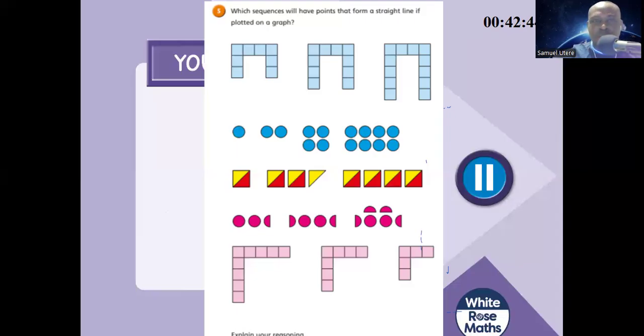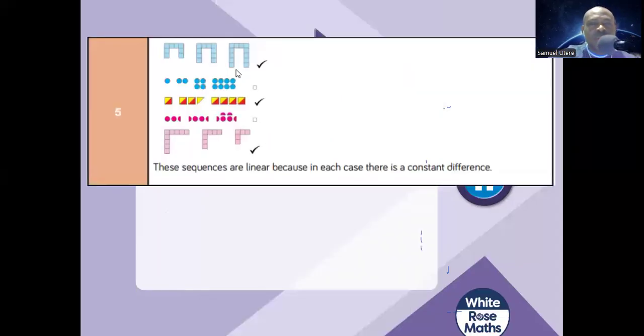Okay, it's time to check our answers. So here are our answers, right? You can clearly see that this one will give us a linear sequence. So if we were to count, we have 1, 2, 3, 4. Yeah, 8. This one we have 1, 2, 3. 1, 2, 3. That's 6. Plus 4. That's 10.